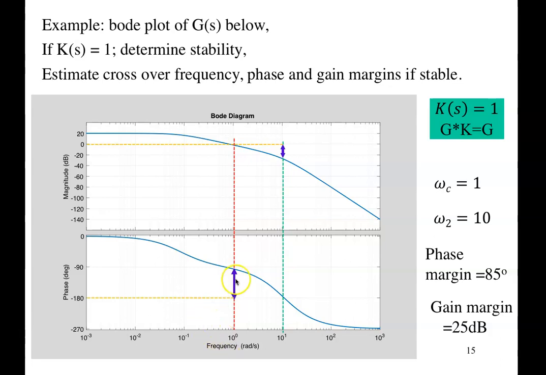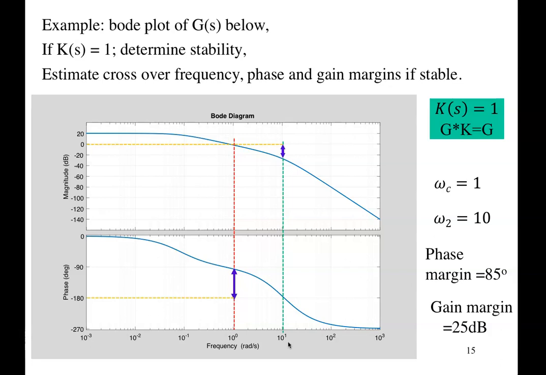The second one is that I'm going to look at minus 180 degrees. I'm going to go over until I get here. This is where it crosses minus 180 degrees for the phase angle. And I go down. The frequency is 10 to the power of 1, so it's 10. Now, the crossover frequency is less than the second frequency, therefore the system is stable. Now, when it's stable, I need to see how stable it is. Okay, so I need to find the phase margin and the gain margin.